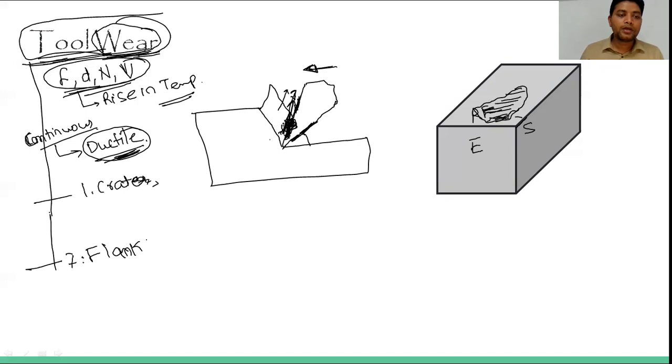Flank wear. We also call this one a wear land. Crater wear generally occurs when a continuous chip is generated, and it occurs on the rake face of this tool. When we are going for cutting, most of the time we are using this side face only, or sometimes we also use this for facing and the end face.